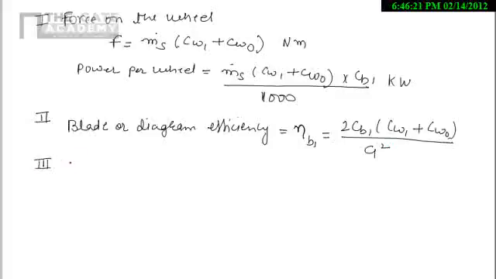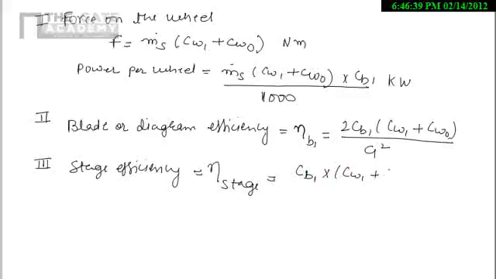Now we are interested in stage efficiency. The stage efficiency is denoted by eta stage, and we get it with this formula: CB1 into (CW1 plus CW0) divided by H1 minus H2, that is the change in enthalpy. By this way we can get the stage efficiency.